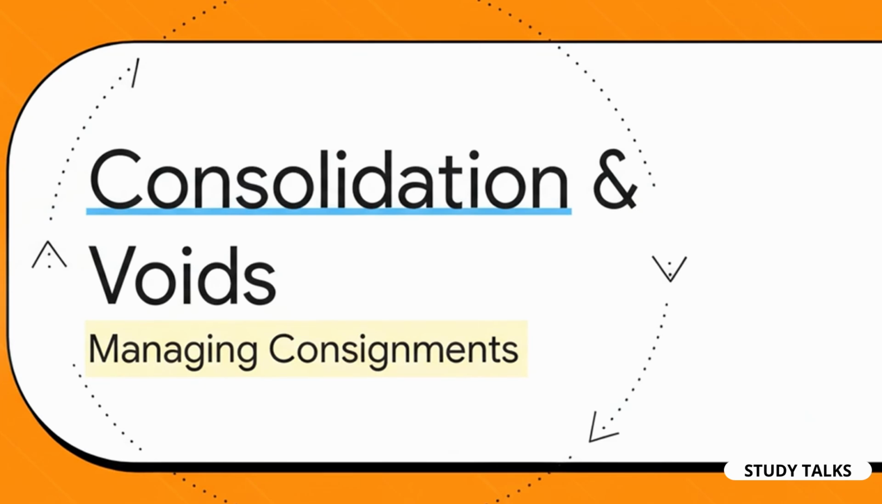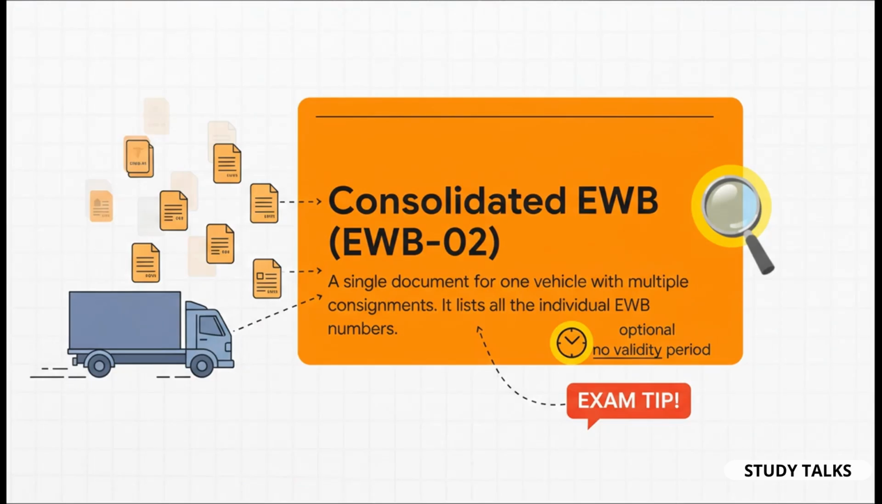Moving on, let's talk about making life easier for transporters, and also what to do when you make a mistake. This section covers consolidated e-way bills and the rules for canceling one. Imagine a truck driver carrying goods for 10 different people. That's 10 different e-way bills to manage. Not very efficient, right?